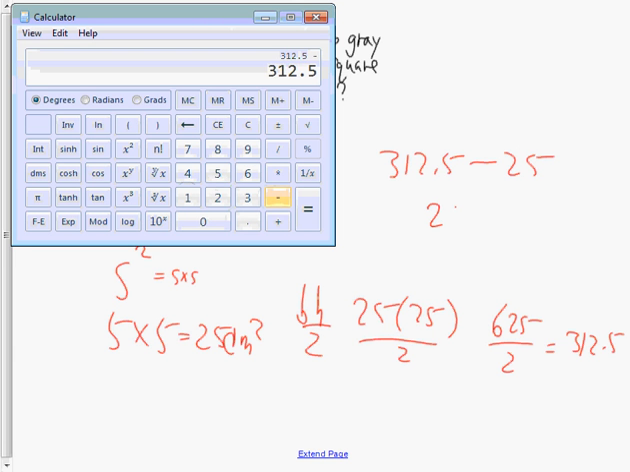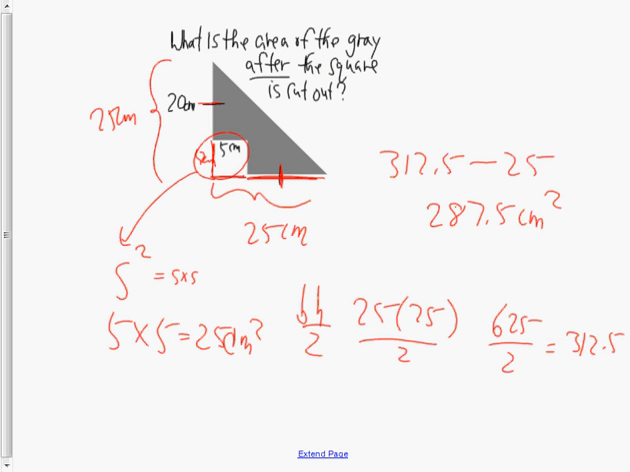312.5, take away 25 is 287.5 centimeters squared is what remains. Okay, so again, just to recap, that big gray triangle was 312.5. So when I substituted, I got this answer here. Take away the square, which was 25, and I was left with 287.5.